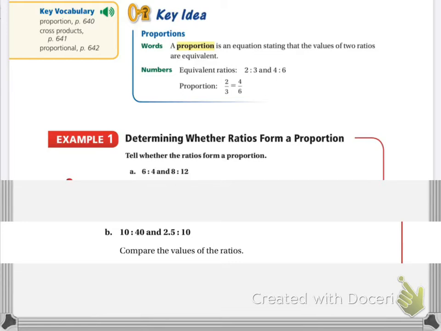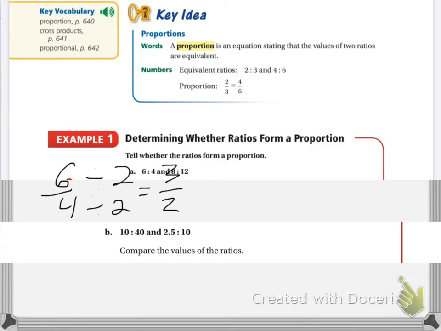Tell whether the ratios form a proportion. We've got 6:4 and 8:12. We're going to see if they're equivalent, and if they are, that means they form a proportion. So I'm going to take my 6:4 and put it into fraction form, and then simplify it down into simplest terms. I can divide them both by 2, and that gives me 3 halves.